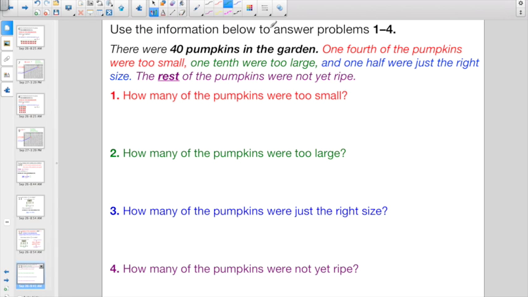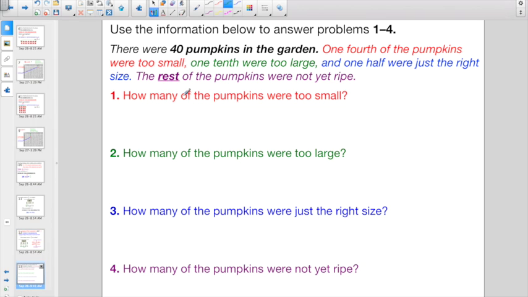We're going to use the information below to answer problems 1 through 4. We'll see more like this when we get into the teacher-led portion of the investigation. But they're going to ask you problems like this on your lessons every day for months now. There are 40 pumpkins in the garden. 1/4 of the pumpkins were too small. 1/10 were too large. 1/2 were just the right size. The rest of the pumpkins were not yet ripe. And if you notice, I kind of went and color-coded it for you. In the book, it's going to be black and white. But the idea stays the same.